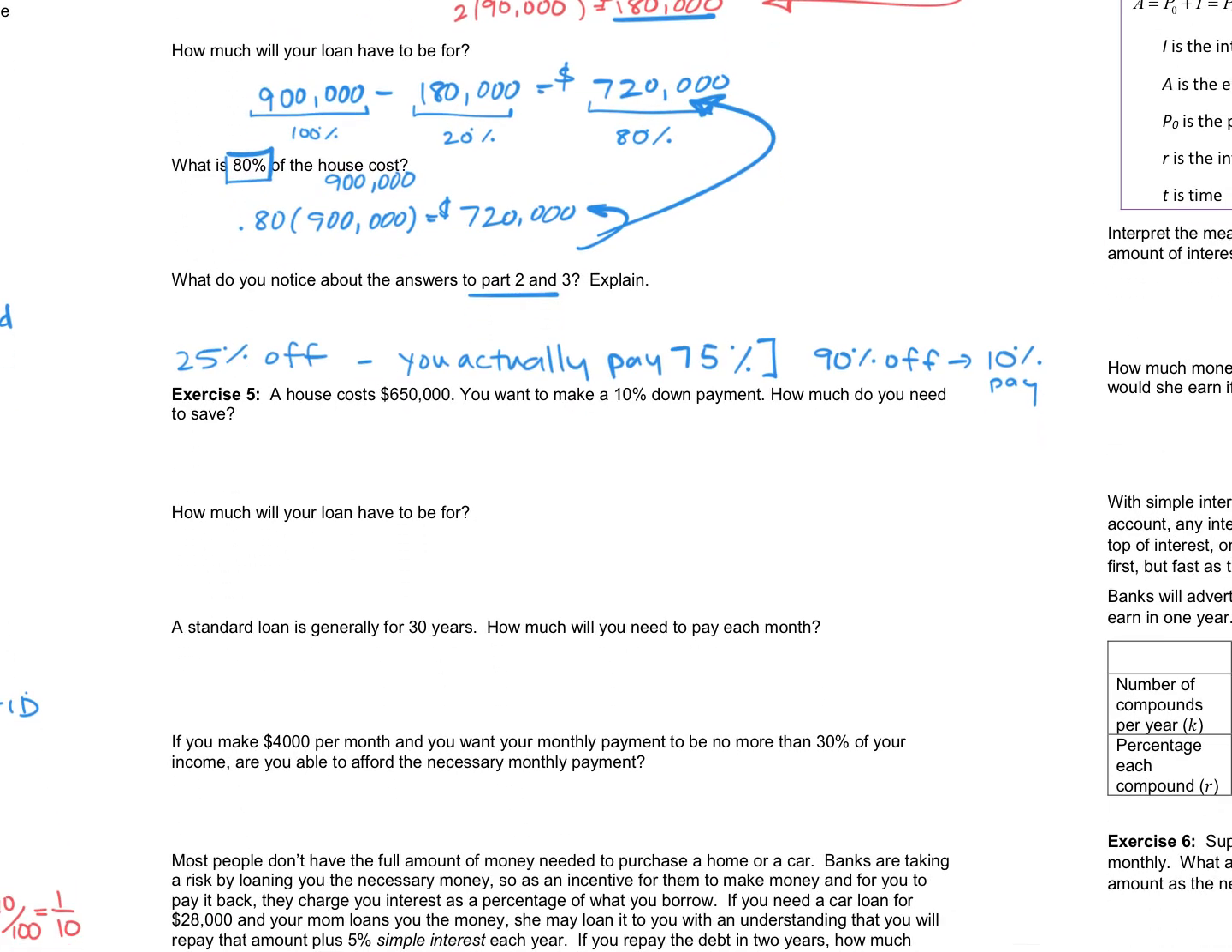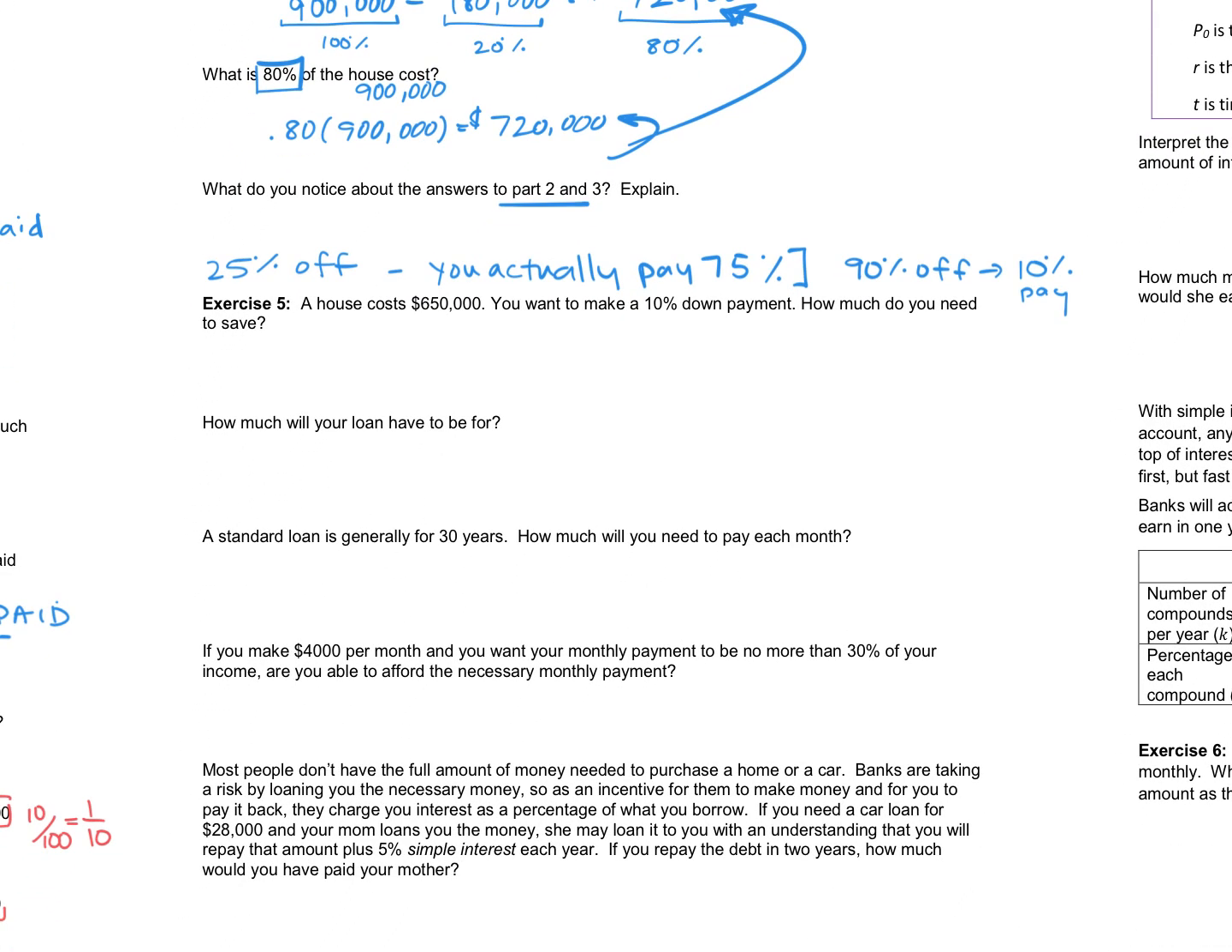So let's see, a house costs $650,000. You want to make a 10% down payment this time. How much do we need to save? So we're looking at 10% of that $650,000. That's going to be equal to $65,000. Remember, it's just dividing by 10 because 10% is really 10 out of 100, which is 1/10. You could also enter 0.10 times 650,000 onto your calculator.